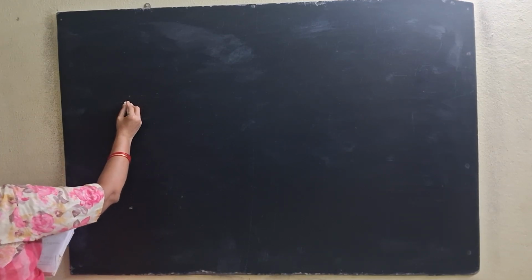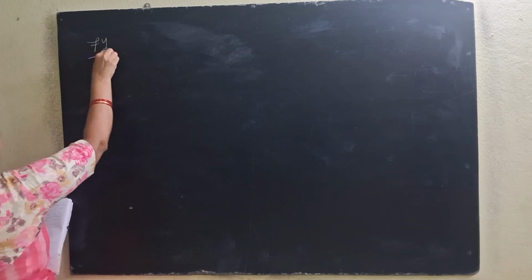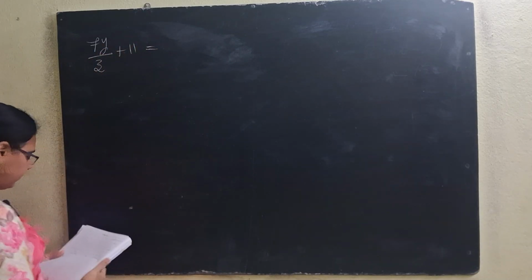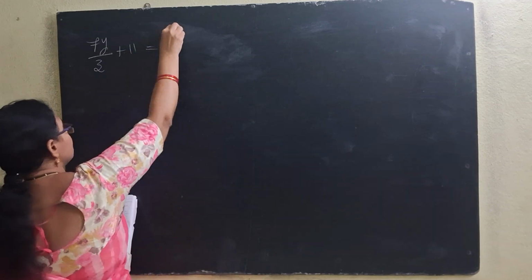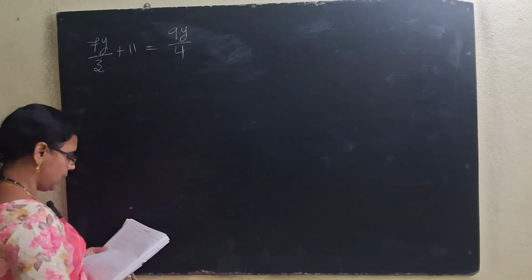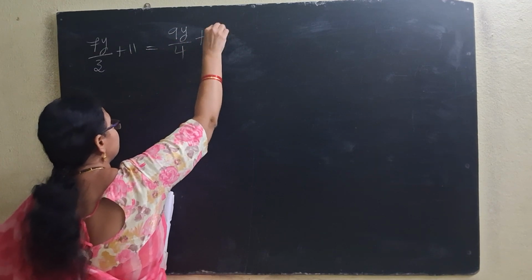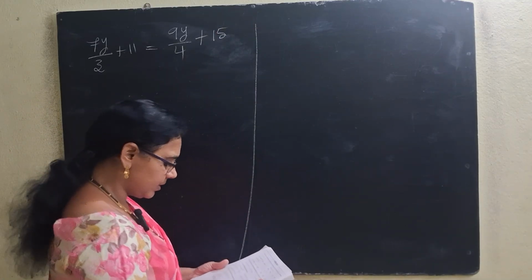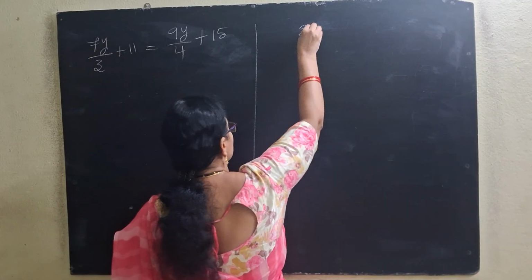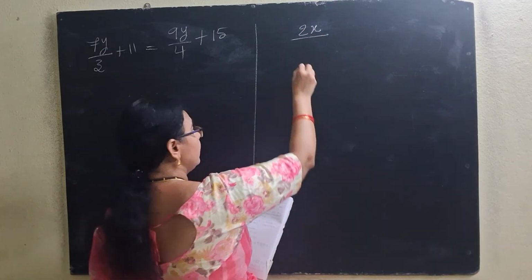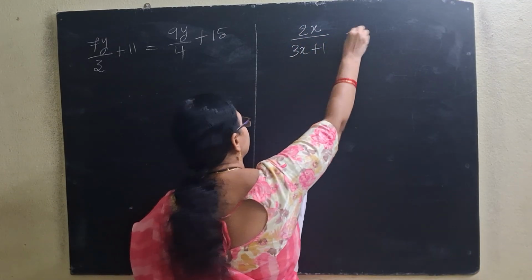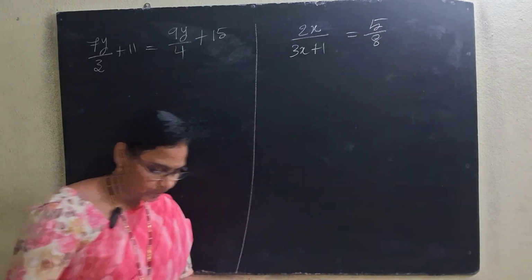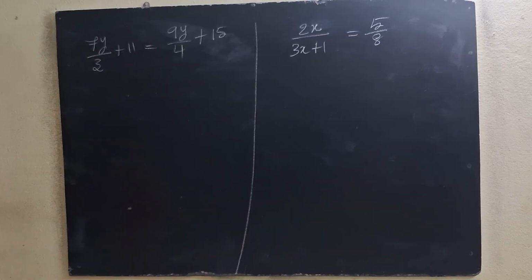Next. 7y by 3 plus 11 is equal to 9y by 4 plus 15. It's one sum, and one complete denominator also we will check. 2x by (3x plus 1) is equal to 5 over 8. Okay, solve these two equations.